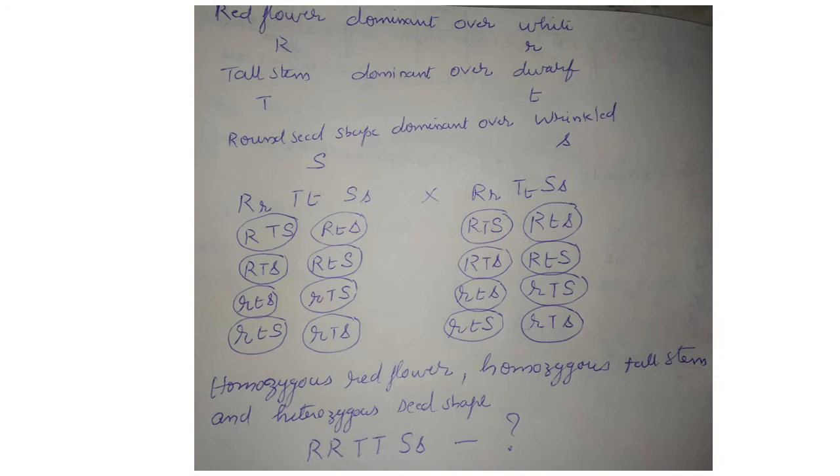So they have given that red flower is dominant over white, so we will represent red flower by capital R and white by small r. Then tall stem is dominant over dwarf, so tall stem will be capital T, dwarf will be small t. Round seed shape is dominant over wrinkled, so round seed shape we will represent as S and wrinkled as small s. Now they have crossed a plant heterozygous for all three characters with another heterozygous plant, and these are the gametes that you are going to get from one of the parents, and this is from the second parent. Now they have asked for homozygous red flower, homozygous tall stem and heterozygous seed shape, that is RR, TT, Ss. How many are present?